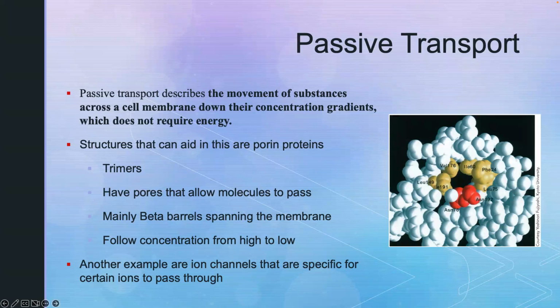Another example of passive transport is ion channels. A lot of times ion channels are specific for certain ions. A note on porin proteins: again, I study the cell biology of a specific parasite, and porin proteins can be important not only from outside the cell into the cell, but also for getting into organelles. The mitochondria actually has a very well-known porin protein, and it helps to get other molecules in and out of the mitochondria.